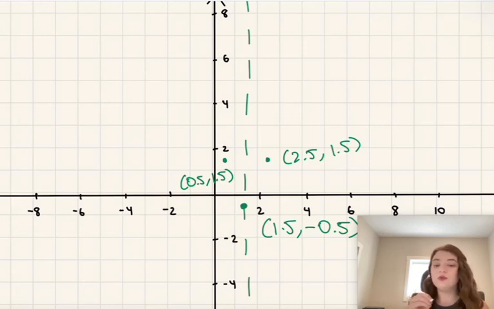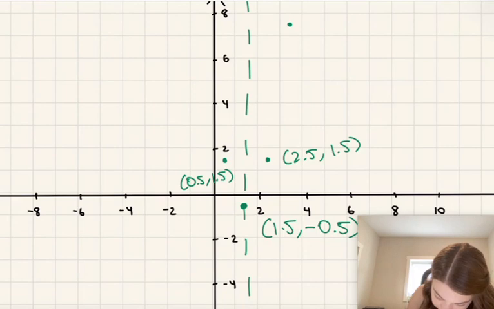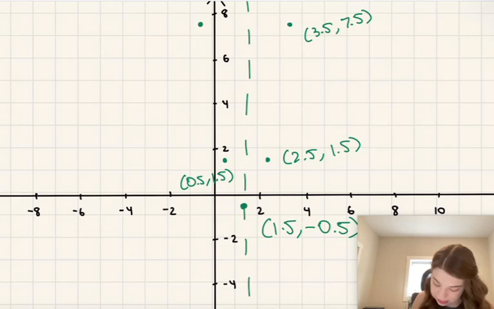Right, next we normally do over 2 up 4, but because we're multiplying everything by 2, it's over 2 up 8. Okay, so up 8 is going to get us all the way up to 7.5, like that, because it's up 8 from the vertex, right? And the vertex is at negative 0.5. So once we add 8 to that, we get 7.5. There we go. And I'll label those points as well. That's 3.5, 7.5, and this one is negative 0.5, 7.5, like that. And then I'm just going to connect my dots.